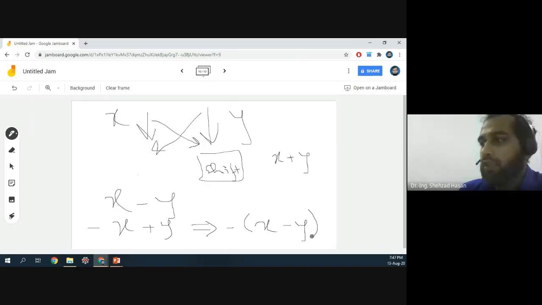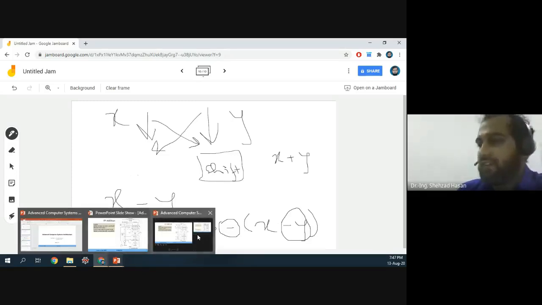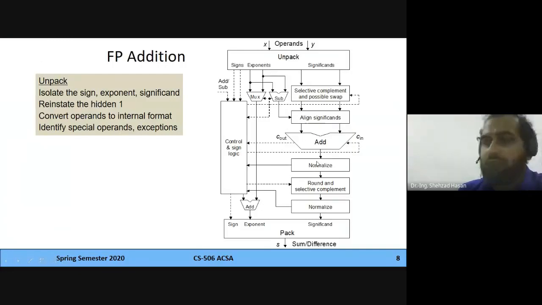So here you need two complements. You have the final answer also complemented, and the complement was with y. So you're going to complement y, do the addition, and then the final answer is also going to be complemented. So these are different design issues that you can have over here. That's all shown over here.